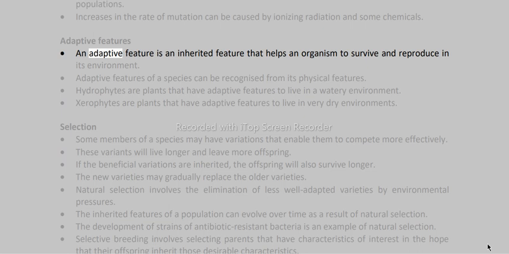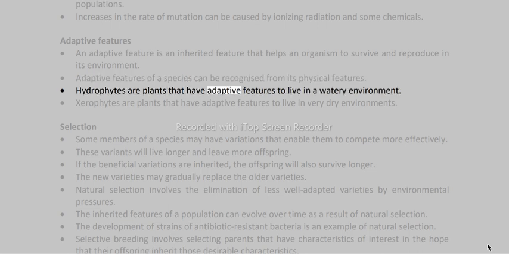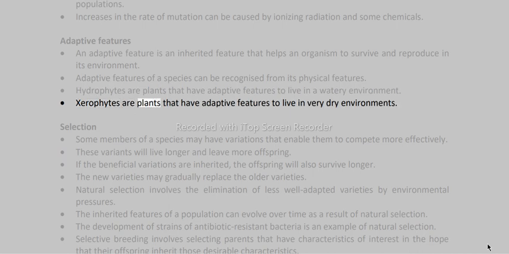Adaptive features. An adaptive feature is an inherited feature that helps an organism to survive and reproduce in its environment. Adaptive features of a species can be recognized from its physical features. Hydrophytes are plants that have adaptive features to live in a watery environment. Xerophytes are plants that have adaptive features to live in very dry environments.